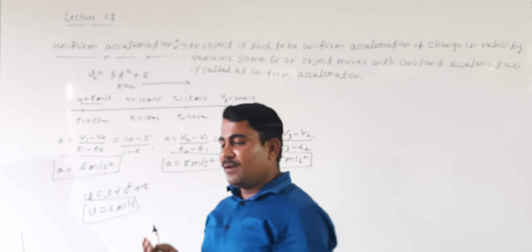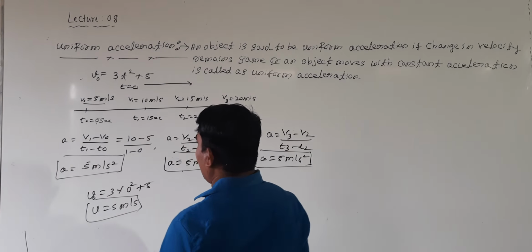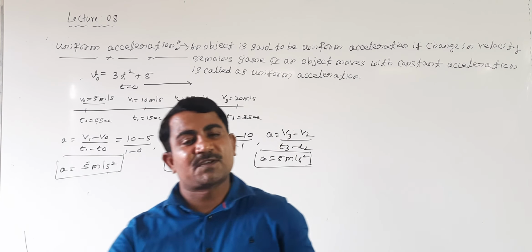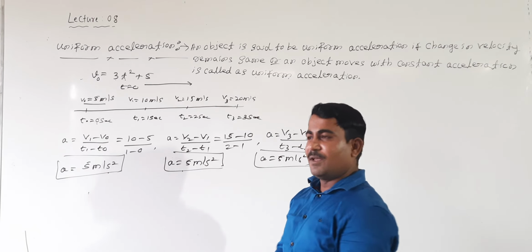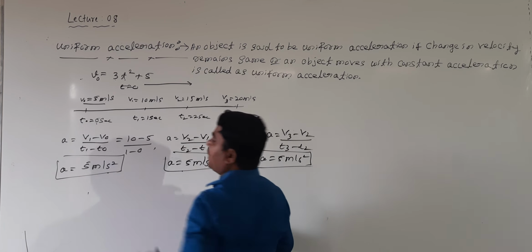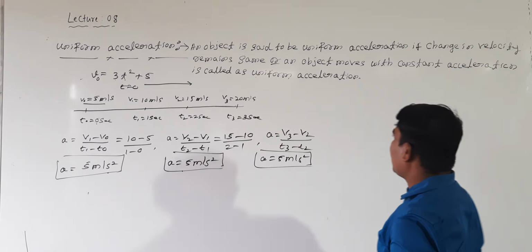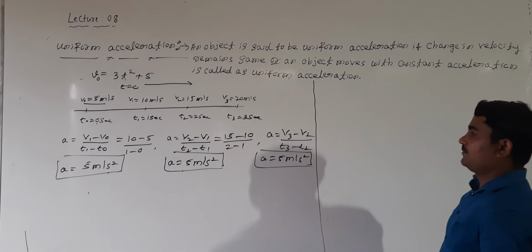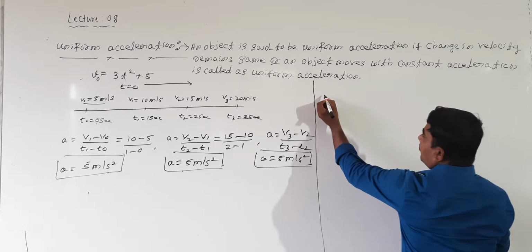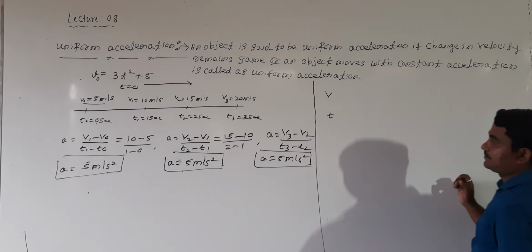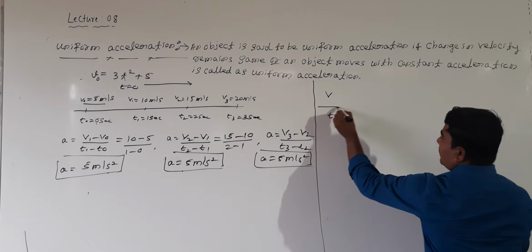Then for this uniform acceleration, I will take the velocity time graph. In uniform acceleration, the body moves with the initial velocity v0. First I will put the columns, then we will go for the graph. In one column I will take velocity v, and in another column I will take the time t.